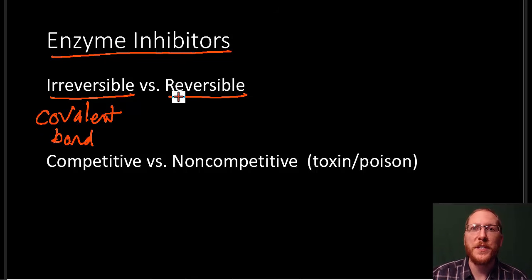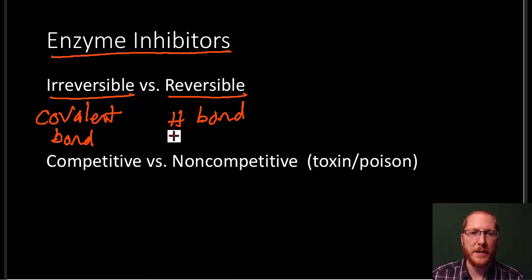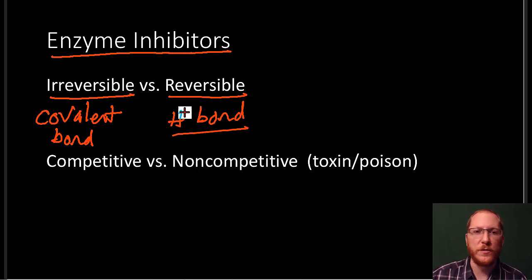If it's reversible, this is typically going to be more one of those intermolecular attractive forces. So this is more likely to be something like a hydrogen bond, dipole-dipole, something like that. We'll put hydrogen bond because that's a common one that we use, where this is much weaker. It's only probably 5% as strong as a covalent bond. So it's much, much easier for us to remove it versus having something that's covalently bound.